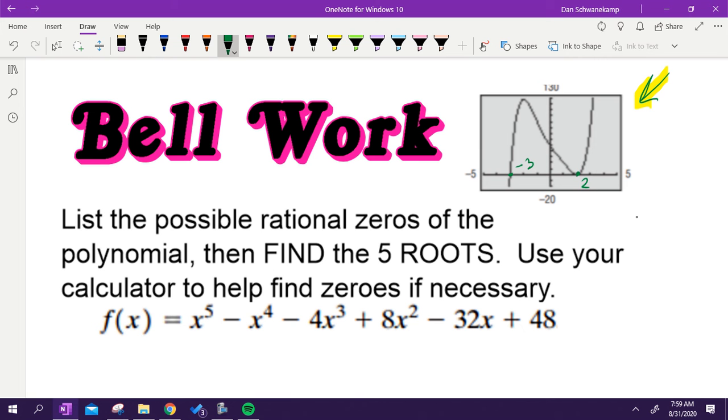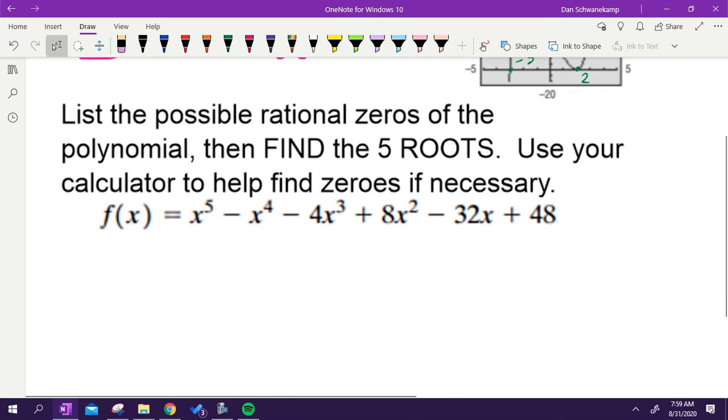Otherwise you might be going for a while. If you're just plugging in 1 and -1 into an x to the 5th polynomial, that's pretty tough. Being able to type that in and play around with your zoom, that's not something I'm going to teach, but if you're smart enough to figure that out, I'm perfectly happy with you doing that.